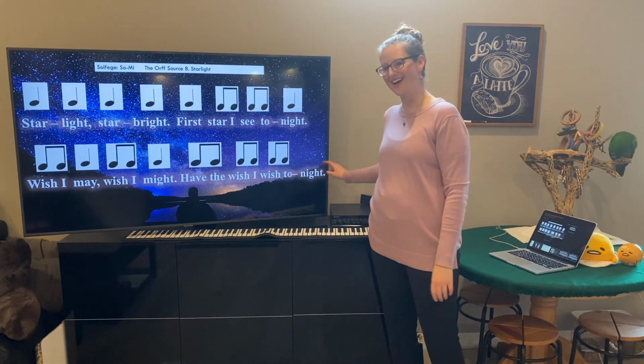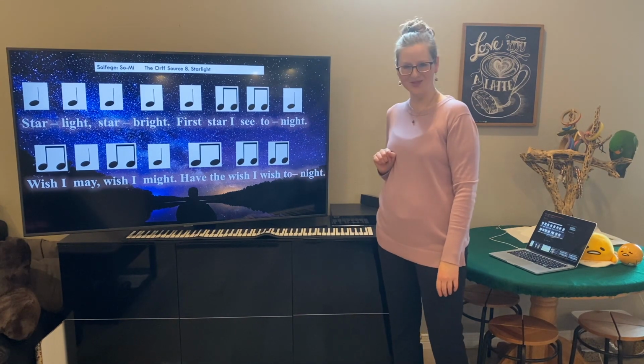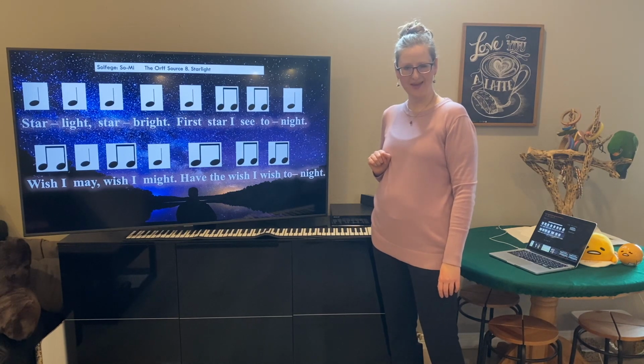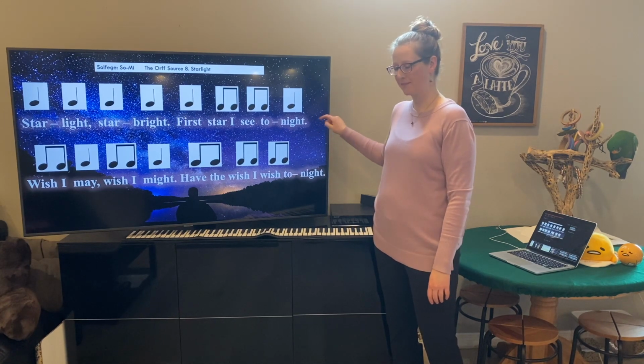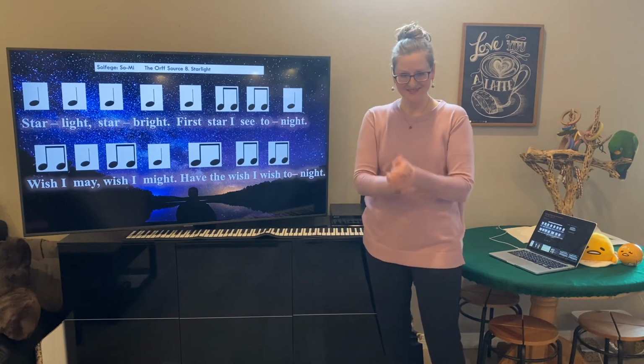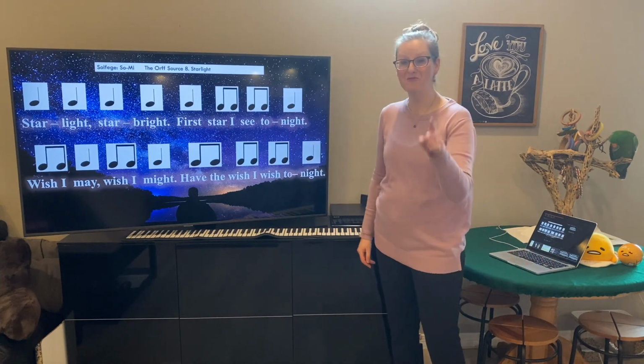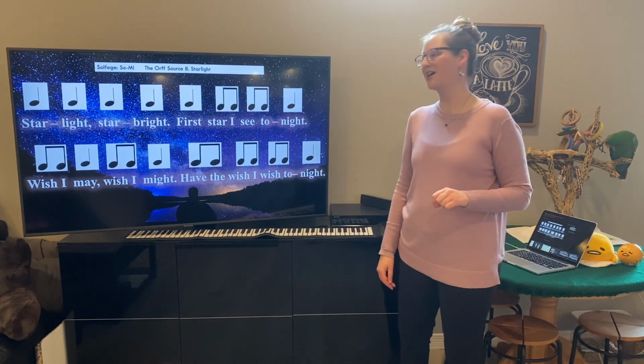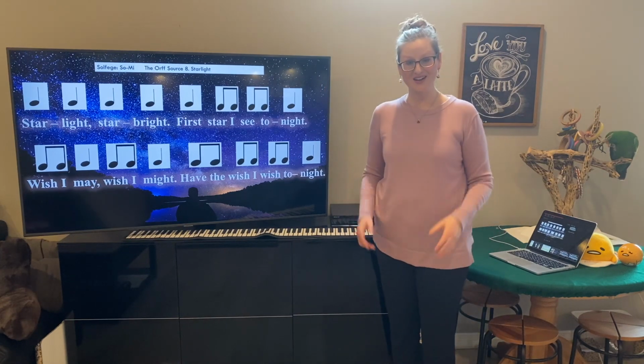What do you think night is gonna be? Can you guess? Hint? Night. You're right. It was a quarter note. Good job. Let's try the whole song.